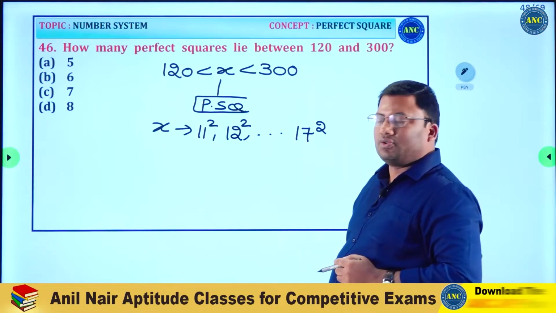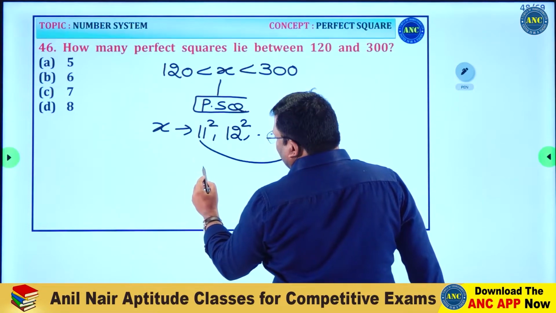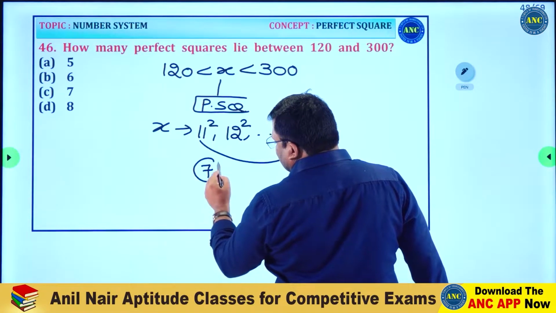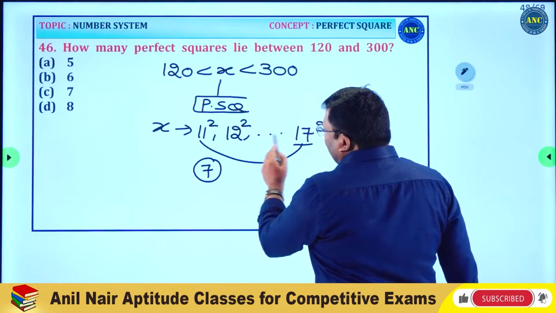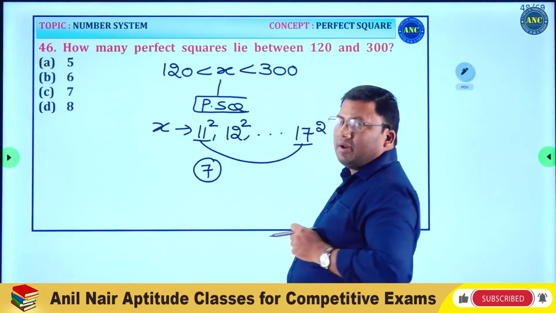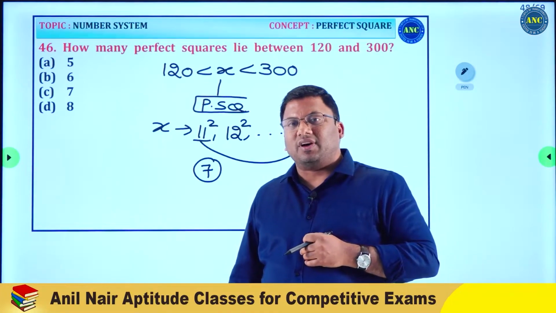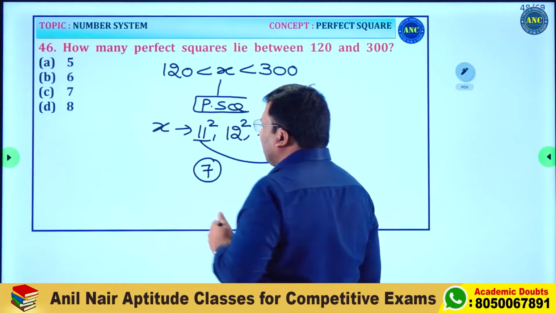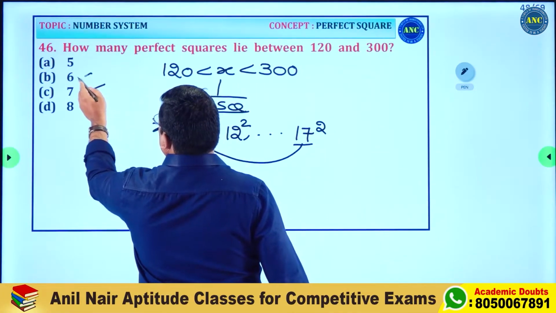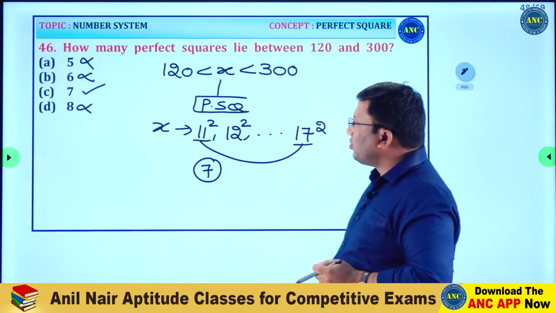17 square is 289. How many are there? From 11 square, 11 to 17, total 7 numbers are there. How to get the 7 numbers? Highest value minus lowest value plus 1. 17 minus 11 is 6. 6 plus 1 is 7. I hope the idea is very much clear. Answer for this question is 7.